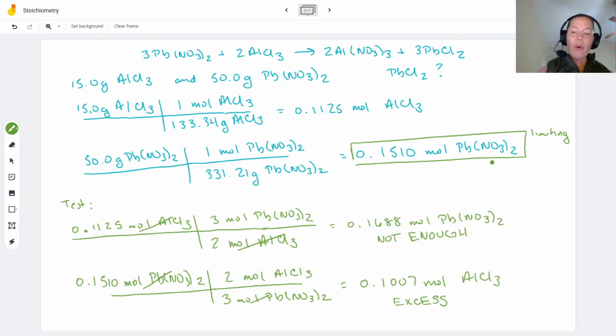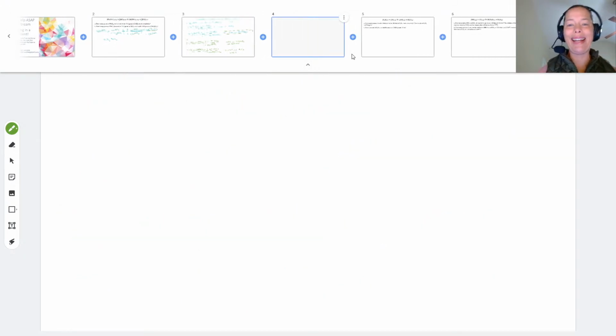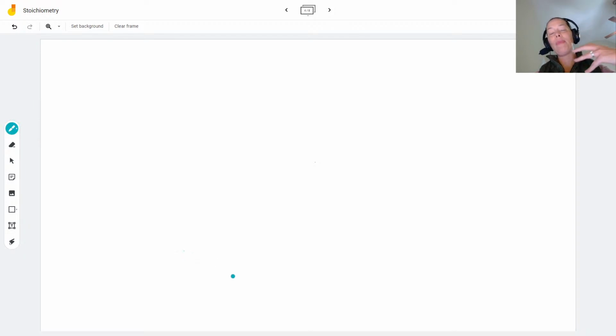Okay, so now that we have identified our limiting reactant, we can actually do our problem. See, I gave myself an extra page, and I should have given myself 2. So let me give myself an extra page here. All right, so any calculations that I do from this point, I am going to use my limiting reactant. So I am going to start with my moles of limiting reactant. All right, so here is my moles of lead nitrate.